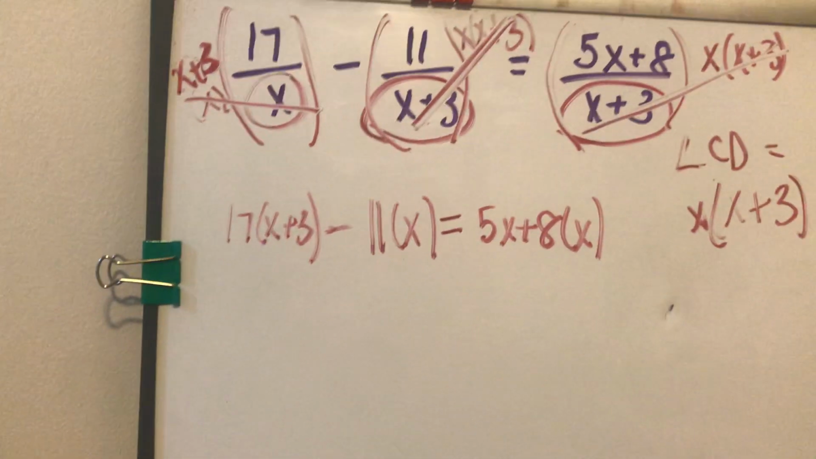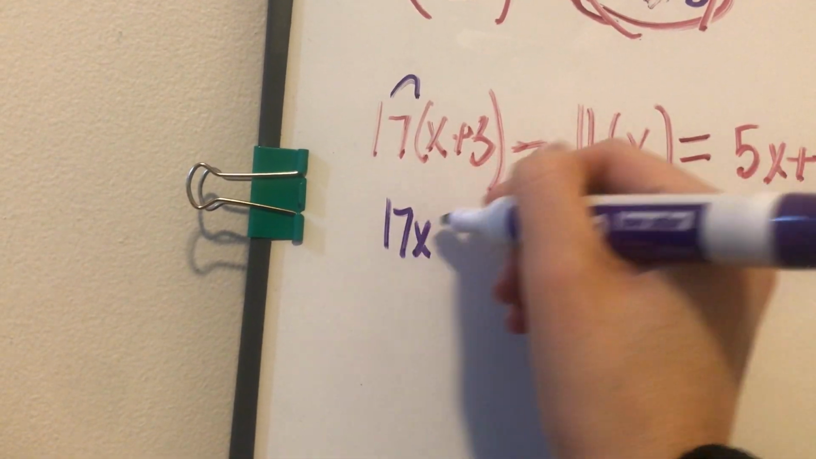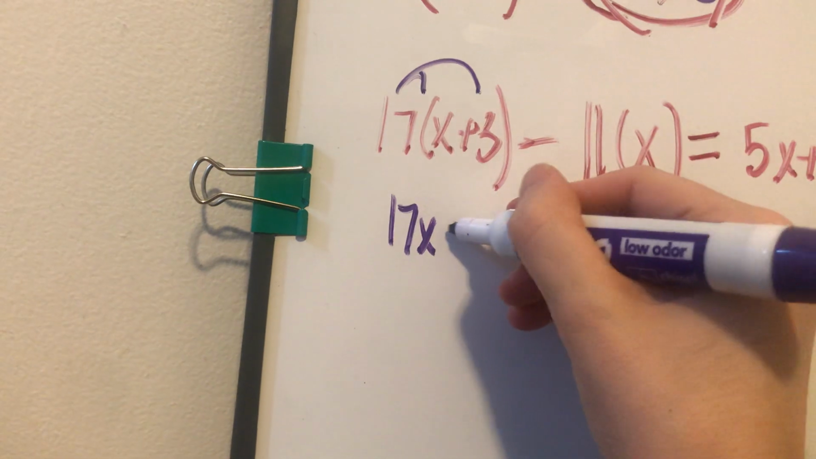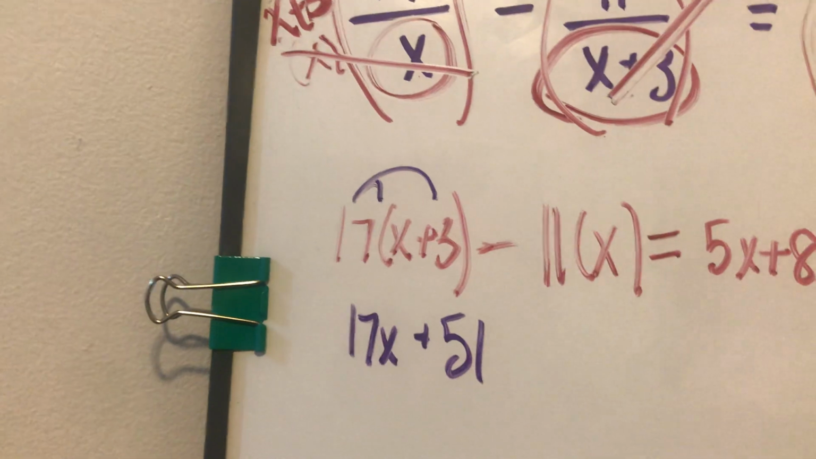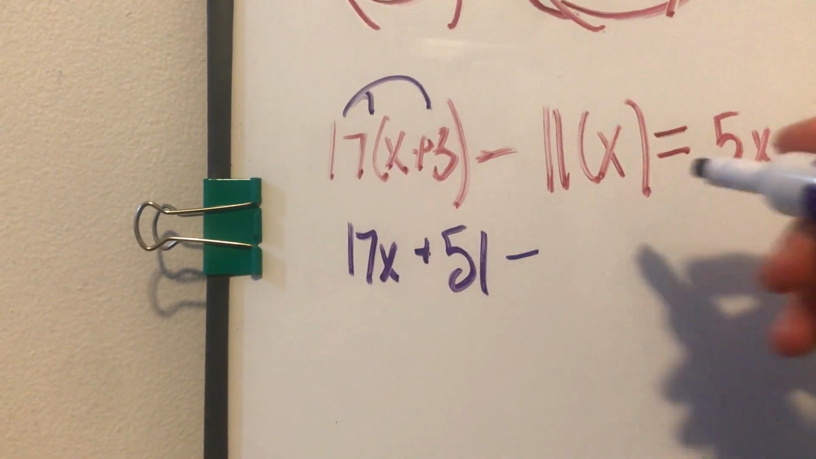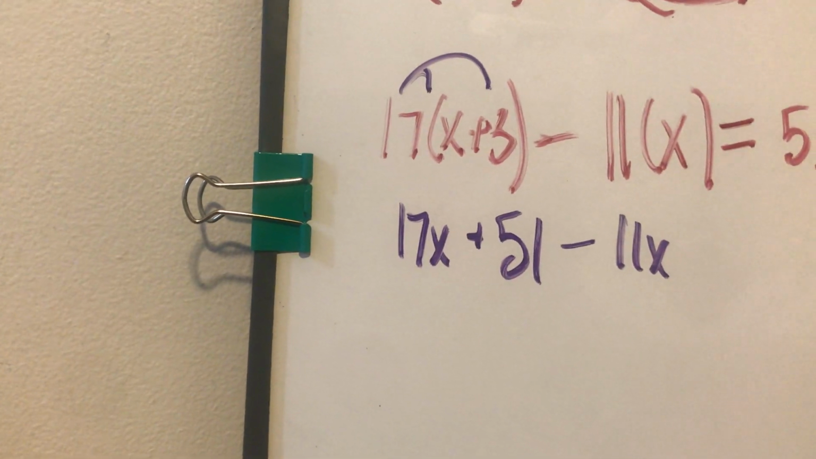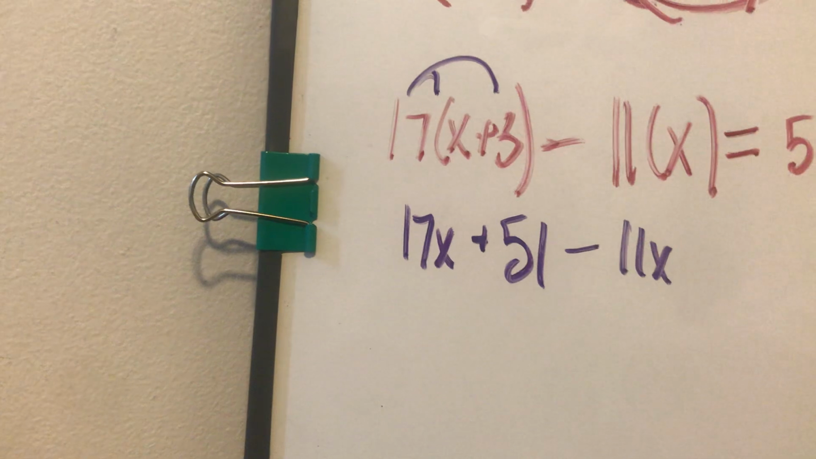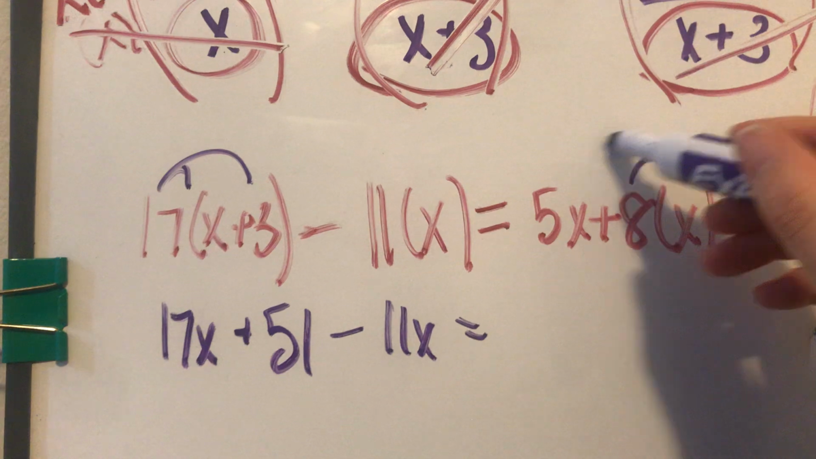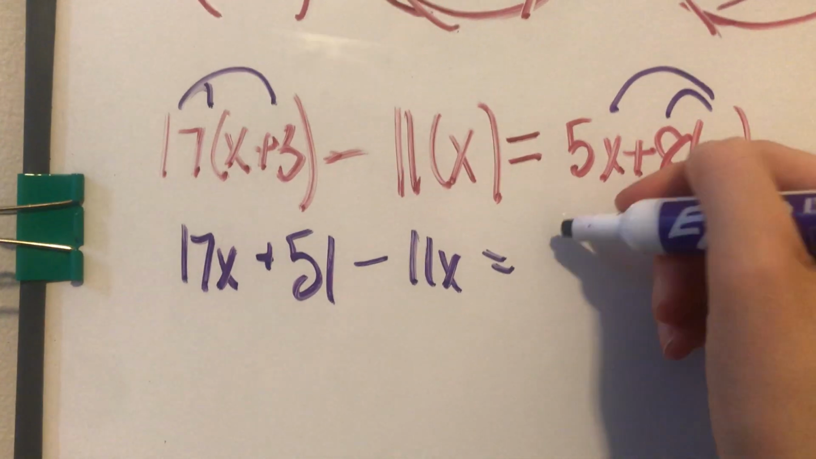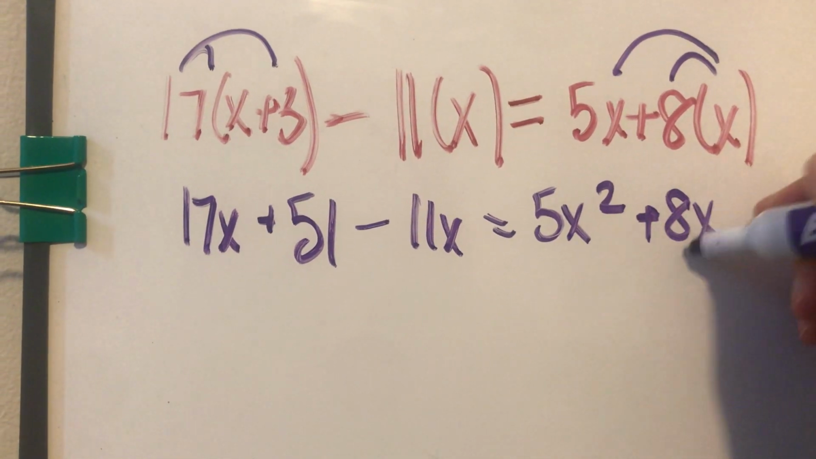Now my next step is to distribute out these values. So I'm going to have 17x, then 17 times 3, which gives me a 51. And then I'm going to have that subtraction sign with this 11x. We don't even need to write that in parentheses. Then I'm going to distribute on this side, this x to both terms. So I'm really going to have 5x squared plus 8x.